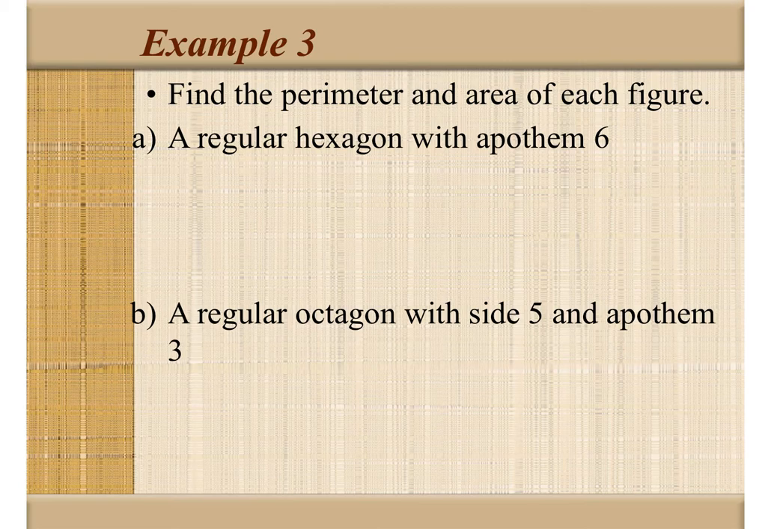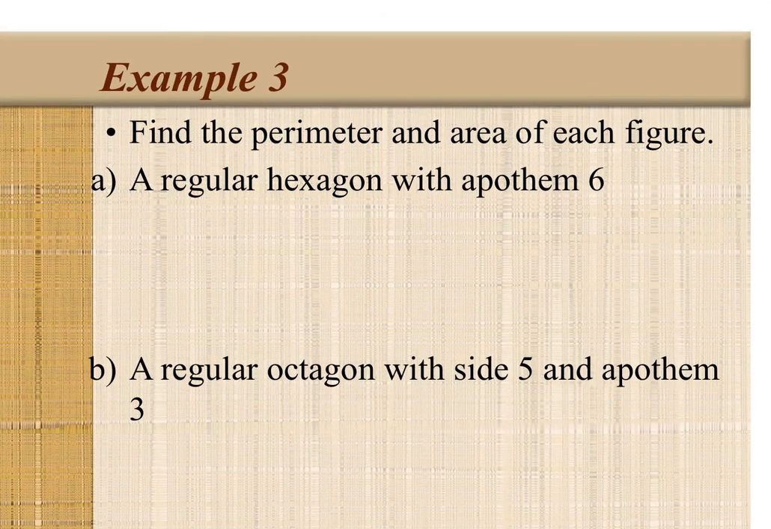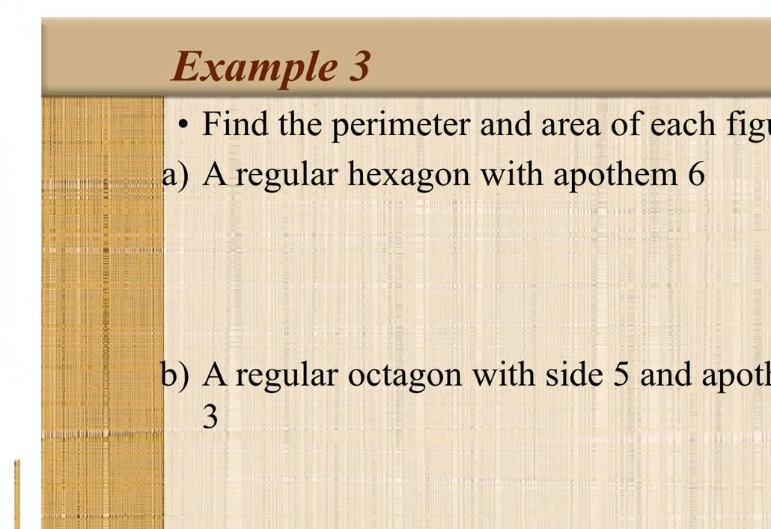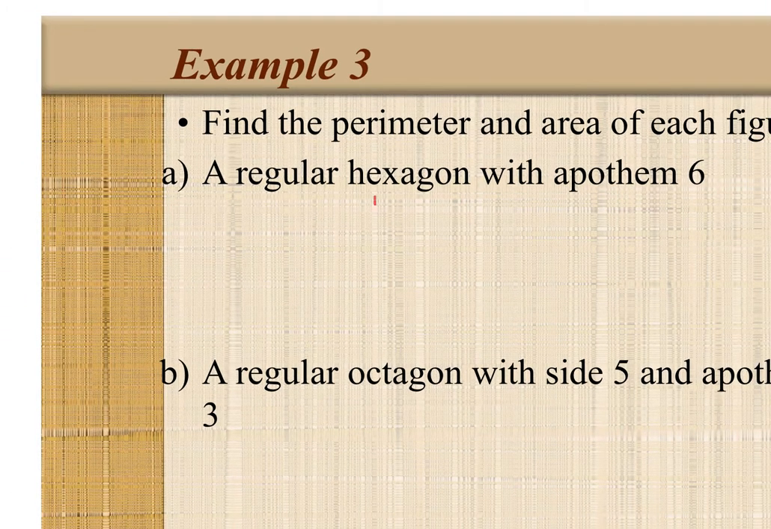All right, let's do this formula. Find the perimeter and area of each figure. So we're finding perimeter and area. A regular hexagon with apothem 6, okay? For these examples, you should absolutely draw a picture, okay? So if it's a hexagon, how many sides does it have? So we're going to write n equals 6, and apothem is 6, so we're going to write a equals 6. You guys cool with that?